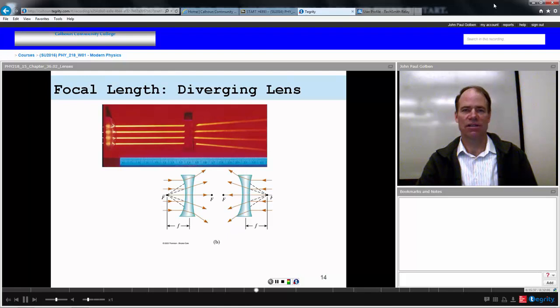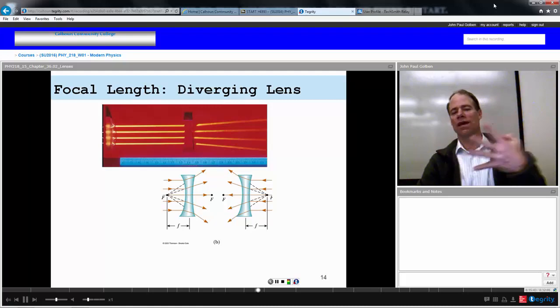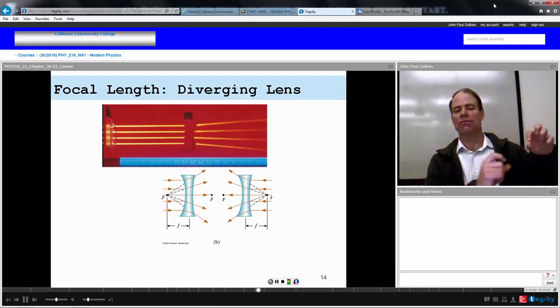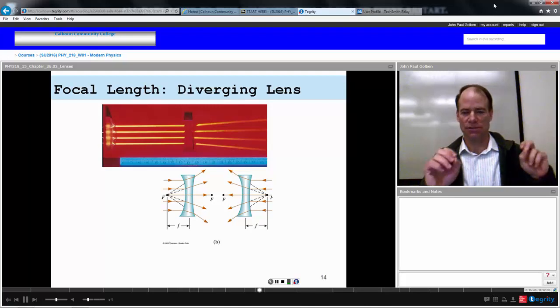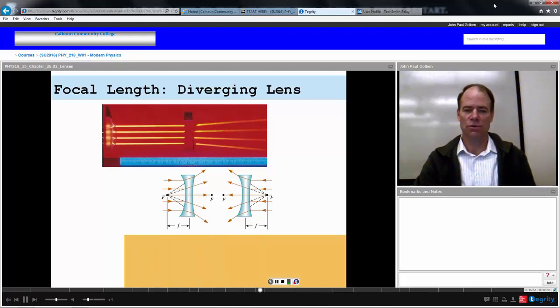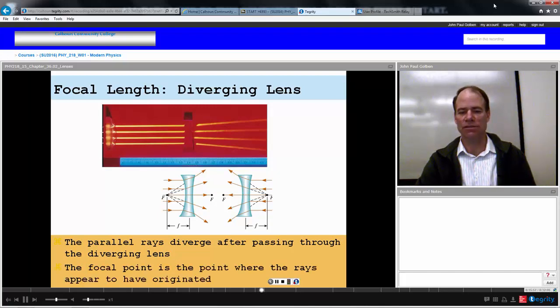But if you have parallel rays encountering a diverging lens, the rays going out will diverge, and it will appear to come from a point, and that distance from that point to the lens, or to the center of this thin lens, would be the focal length. So parallel rays diverge after passing through a diverging lens. The focal point is a point where the rays appear to have originated from either side.